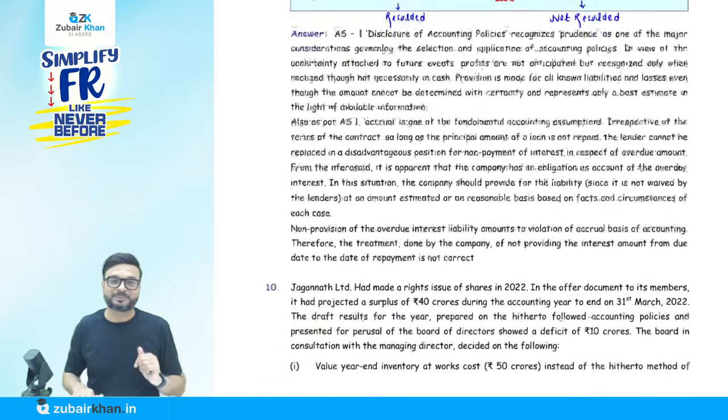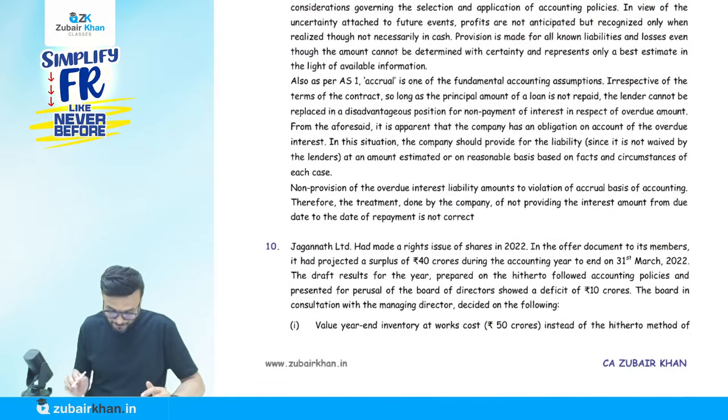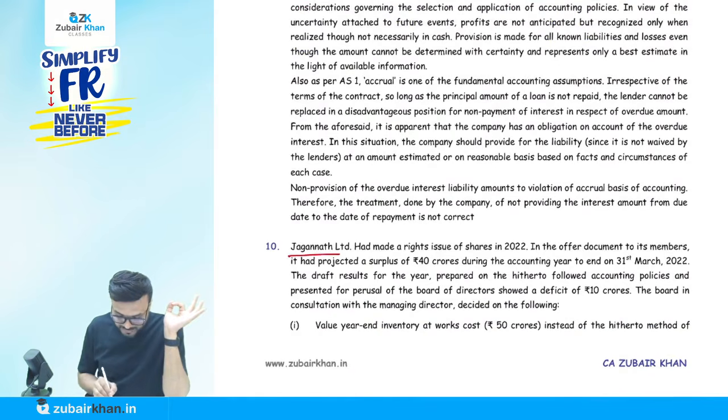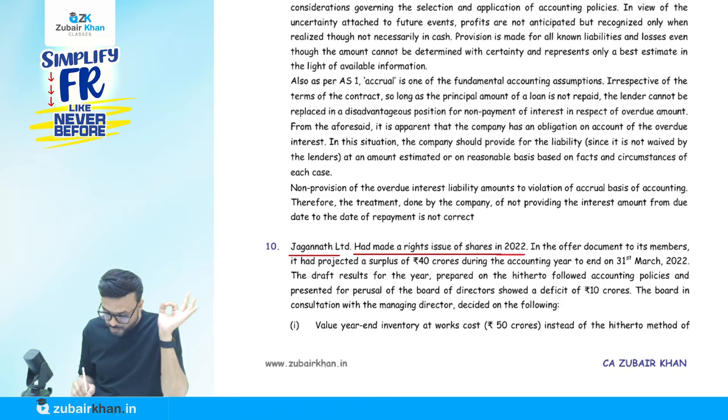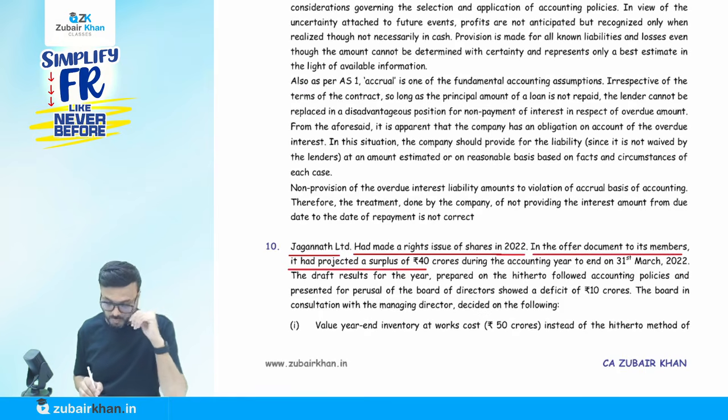Okay. Now I am coming to question number 10. So all the relevant questions I have covered here. Okay. Now they say Jagannath Limited had made a rights issue of shares in 2022. In the offer document to its members, it had projected a surplus of 40 crores during the accounting year ending 31st March 22.